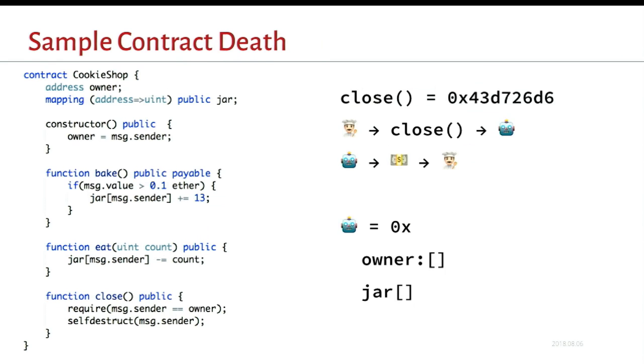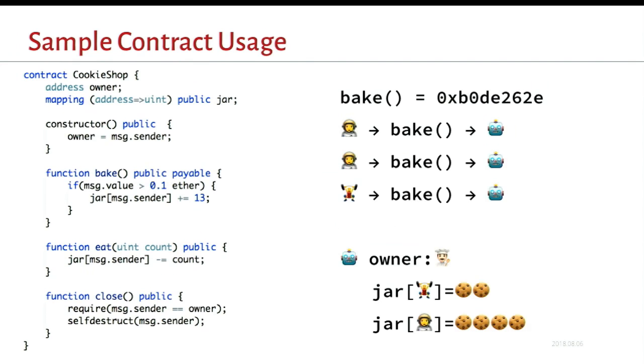So for the corollary operation, close, what happens, like I was saying before, is the close function's prototype gets hashed. The first 4 bytes are used as a demuxer, and that transaction gets sent from the owner to the contract. It runs self-destruct, and so the robot sends money back to the owner, and then the contract goes away. After this transaction, there can be no further transactions to this contract. But let's not focus on that death too much. Let's talk more about cookies.